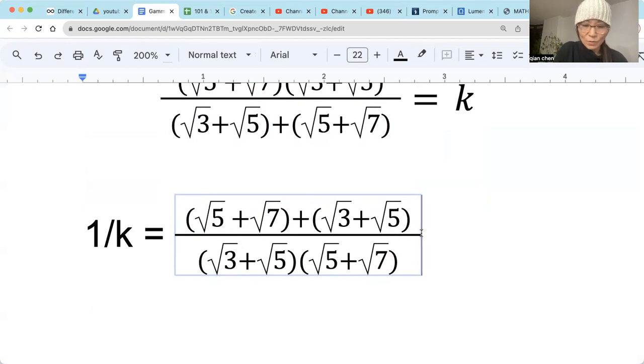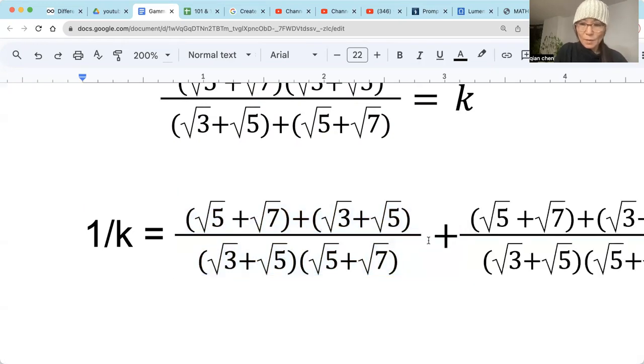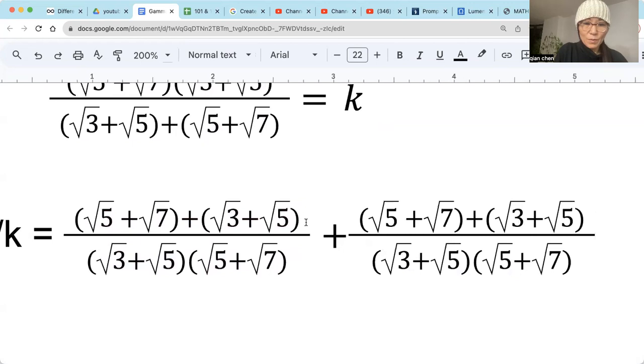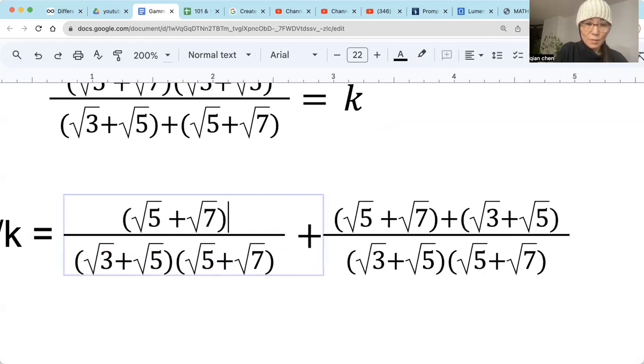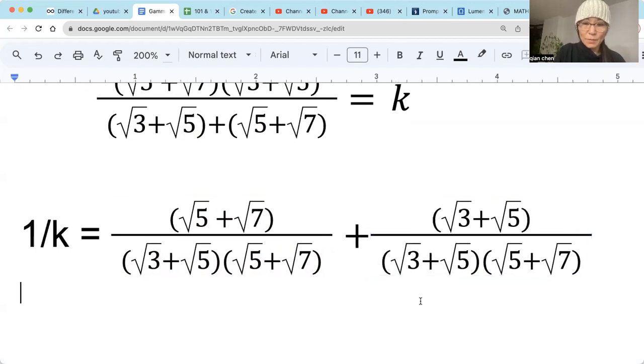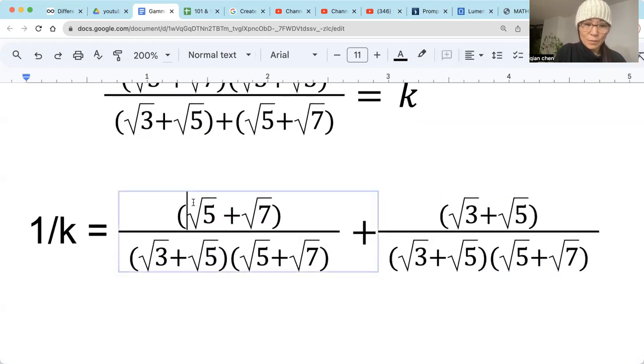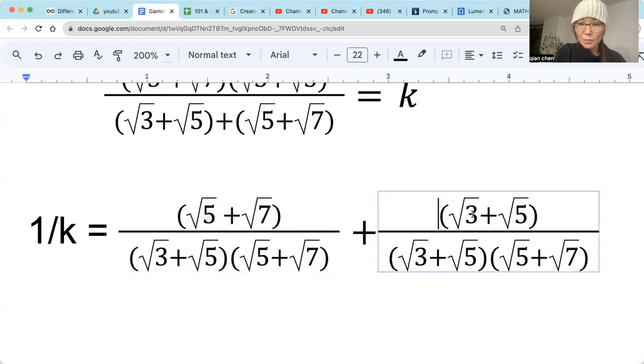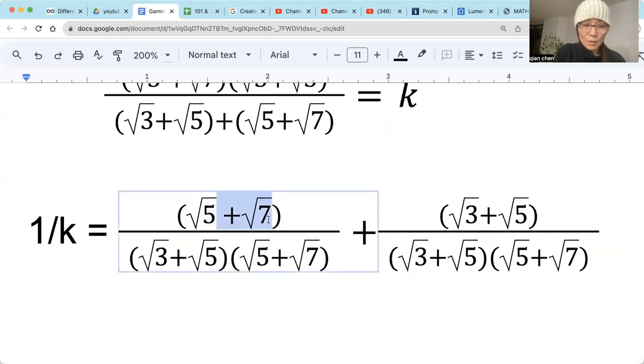That means I can split into 2 fractions. So I just copy and paste this one. I split into 2. So the 2 numerators, right? One is the square root of 5 plus 7. One is the square root of 3 plus square root of 5. Now, in the numerator and in the denominator, I have common factors. That means I can simplify them. Something divided by itself equals 1.